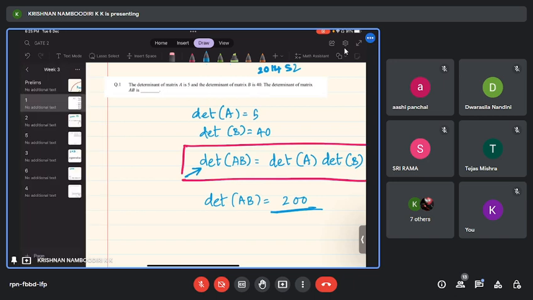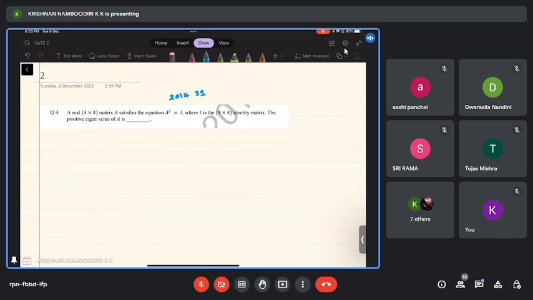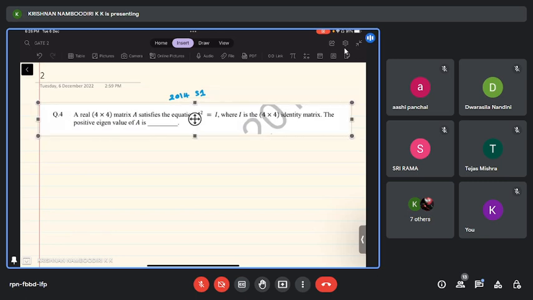Now we will go to a slightly more taxing question. This question is related to eigenvalues of matrices. This question is not entirely correct. At the end of this, I will show why I am saying so. But still, let us try to solve this question.